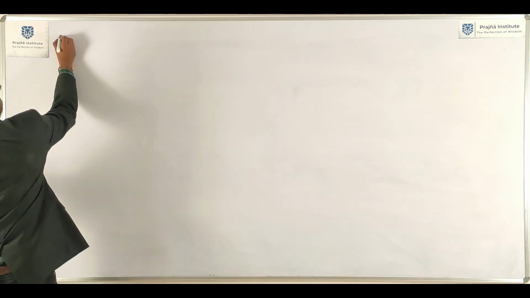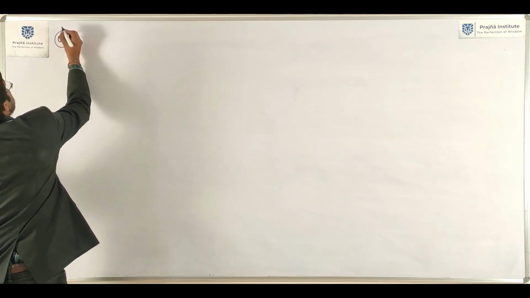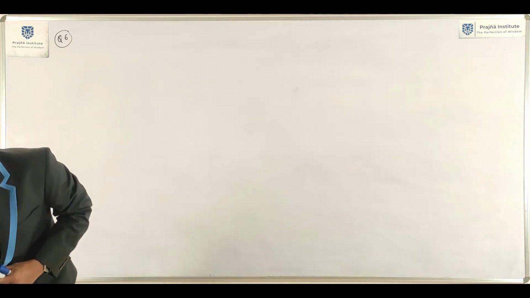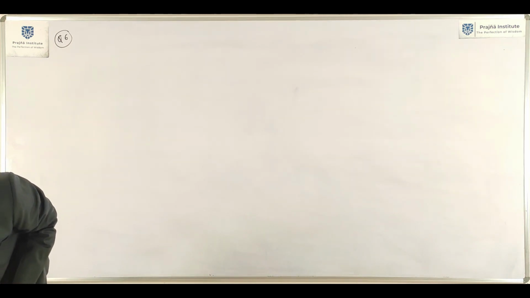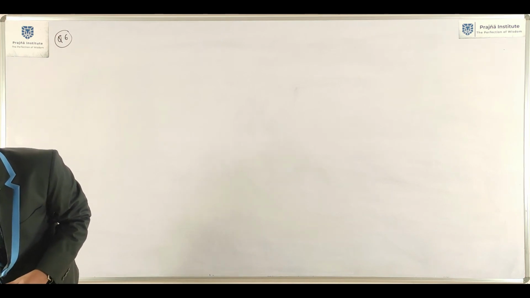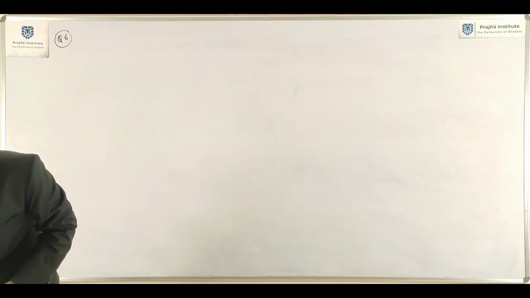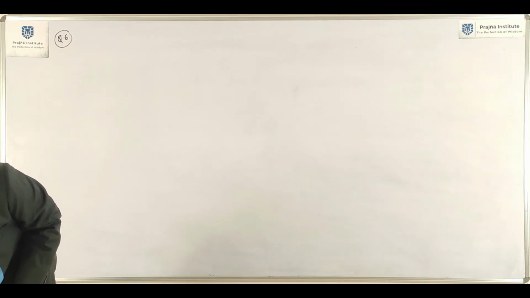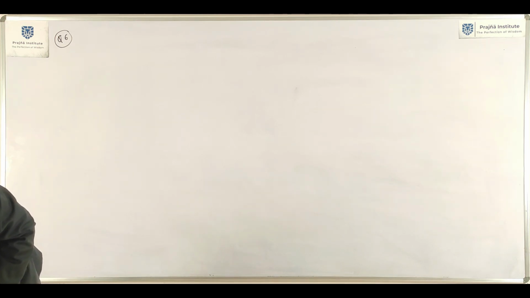Question number 6. Number of degrees of freedom of a planar mechanism, it is a direct formula. Number of degrees of freedom of a planetary gear train, we already solved this. Okay na?